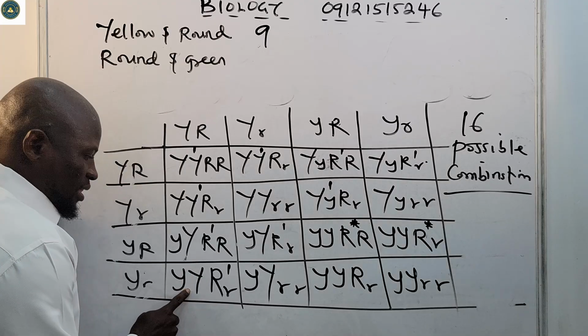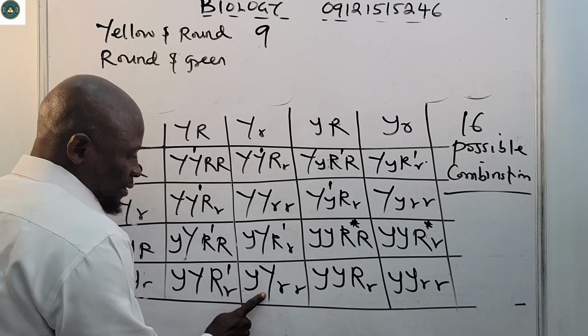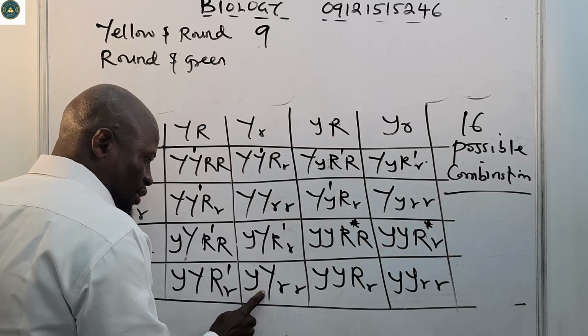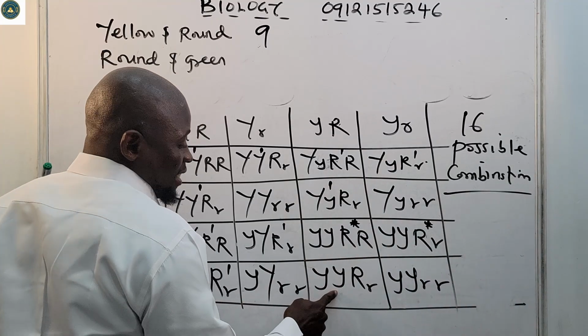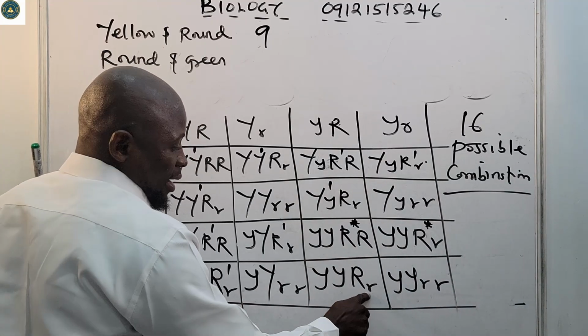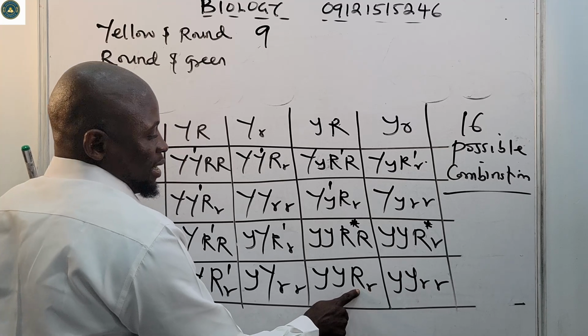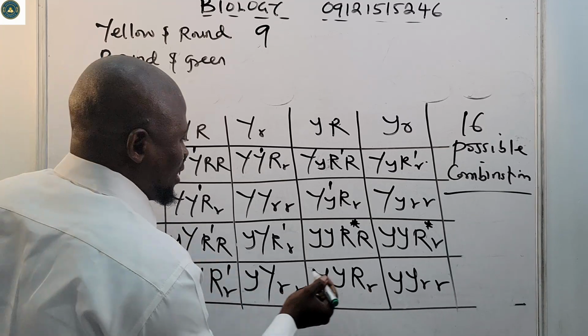Is this green? No, this is yellow. So is this green? No, this is still yellow because what? This capital letter Y is dominant over this small letter y. Is this green and round? Yes. This one is what? It's recessive, this is dominant. So it's green and round. So we'll find another green and round.